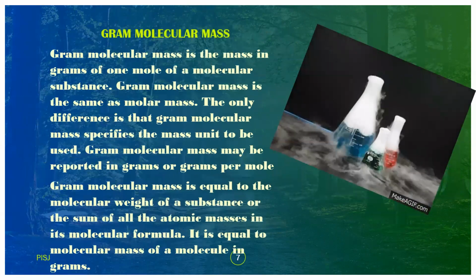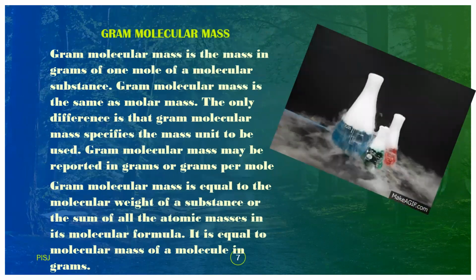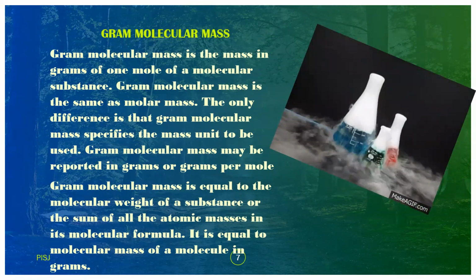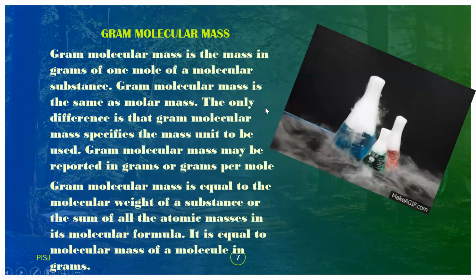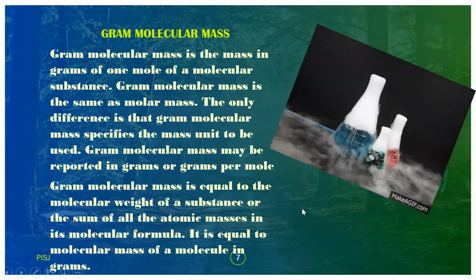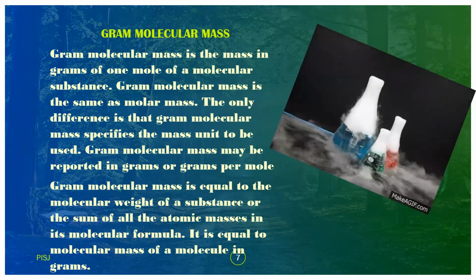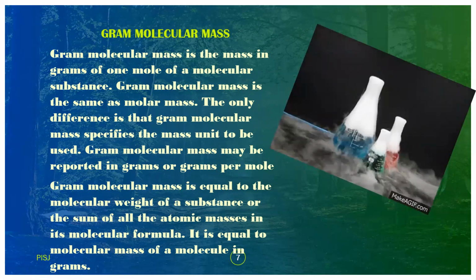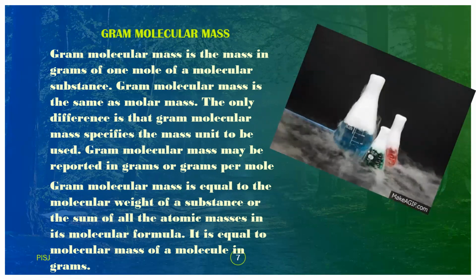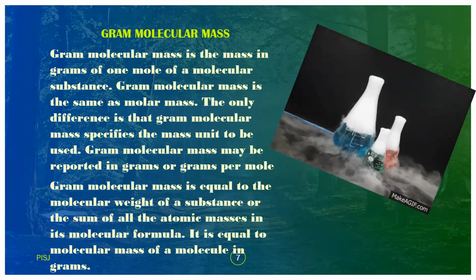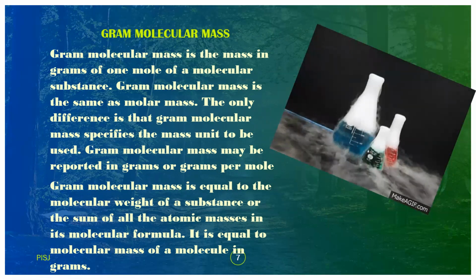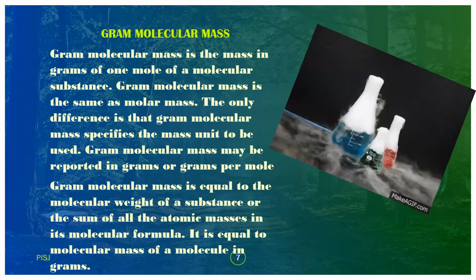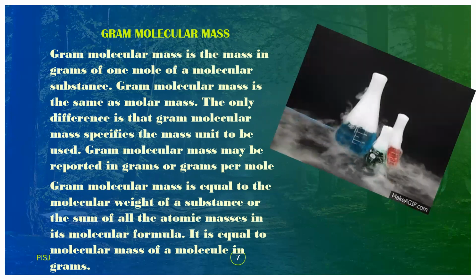The second topic is gram molecular mass. What is gram molecular mass? Basically, it's the mass in grams of 1 mole of a molecular substance. Gram molecular mass is the same as molar mass. The only difference is that gram molecular mass specifies the mass unit to be used. Gram molecular mass may be reported in grams or grams per mole. It is equal to the molecular weight of a substance or the sum of all the atomic masses in its molecular formula. It is equal to the molecular mass of a molecule in grams.